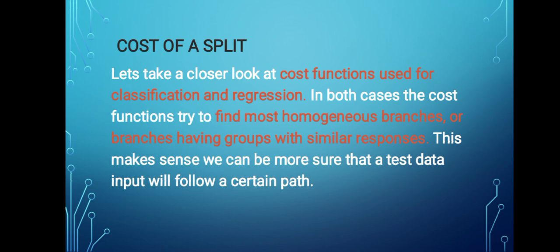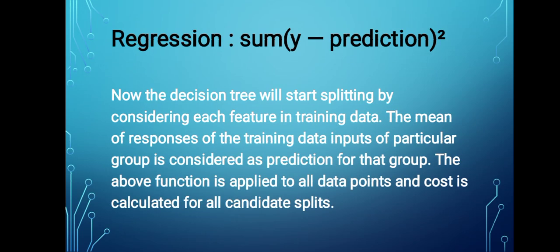So, dito sa cost of split, ito yung mga nag-cost function na mga regression. And then, nag-vote na sila papunta sa most homogeneous branches. So, ito yung mga ginagamit sa mga paggastos o kaya nga cost of split. Regression: sum of y minus prediction, quantity squared.